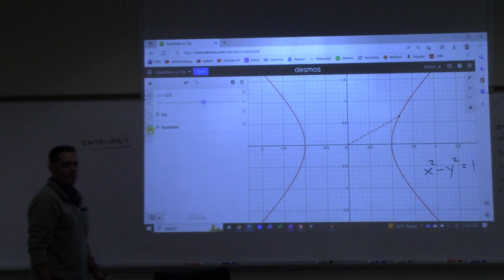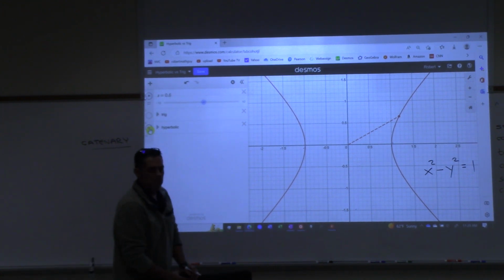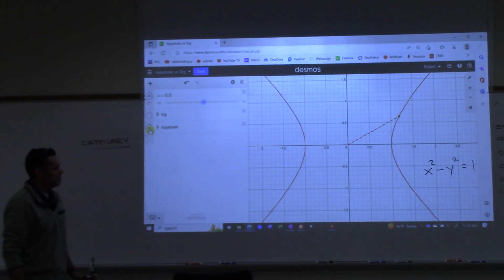Would this be considered, not to get all physics, but would this be considered a fourth dimensional circle or something? Nope. We're still in 2 space.